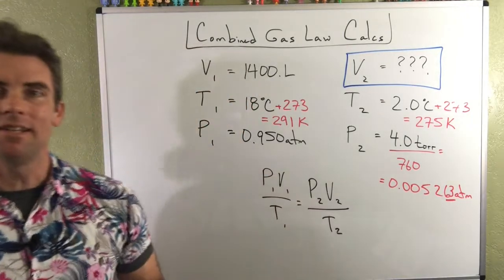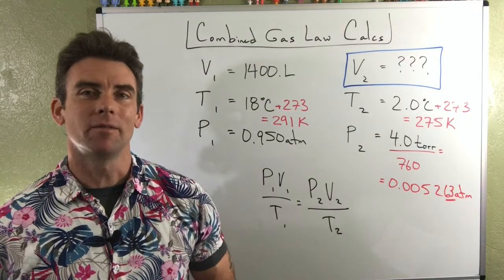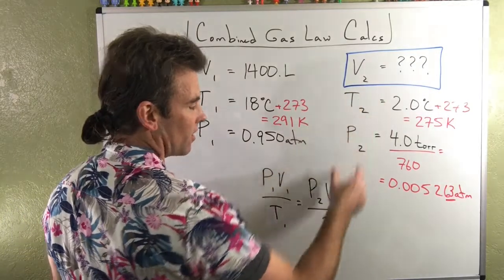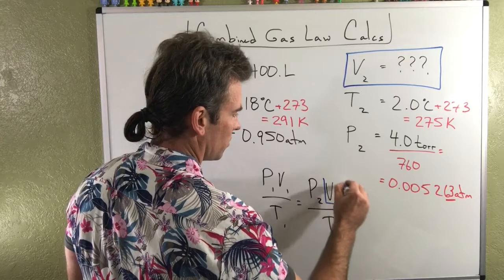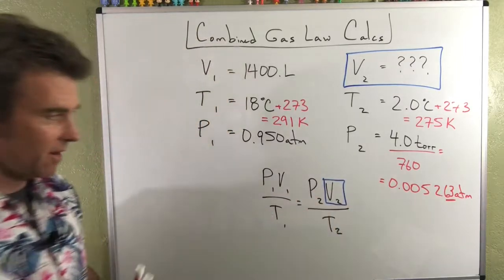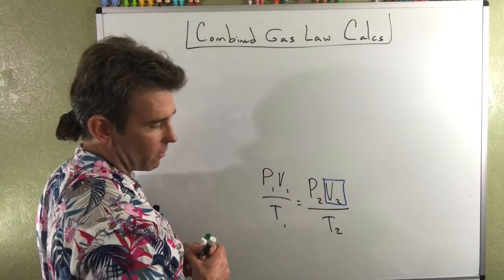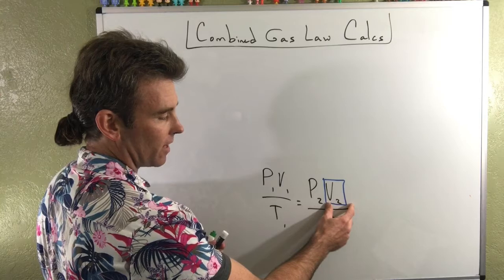And what we need to do is rearrange this so that we are solving for the correct quantity. And as always, we're going to put the box around V2, and then we'll solve for that. So we're going to do a couple of steps at once here algebraically. We're trying to solve for the final volume.